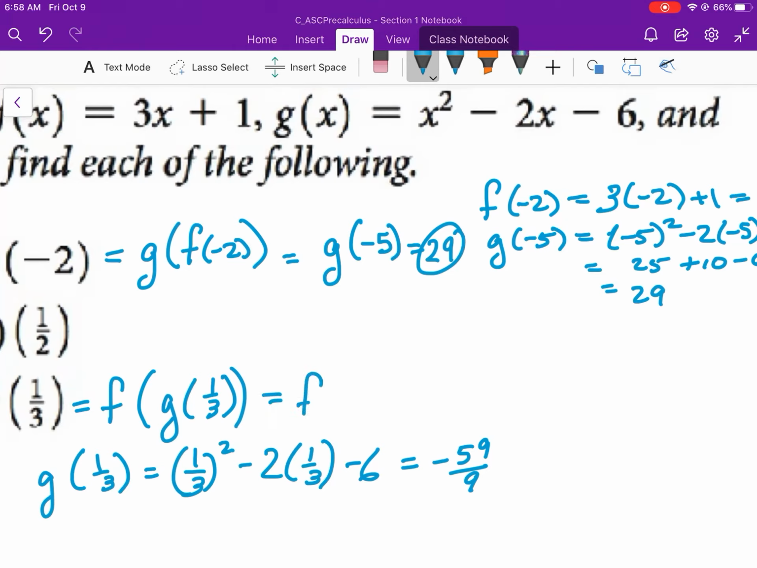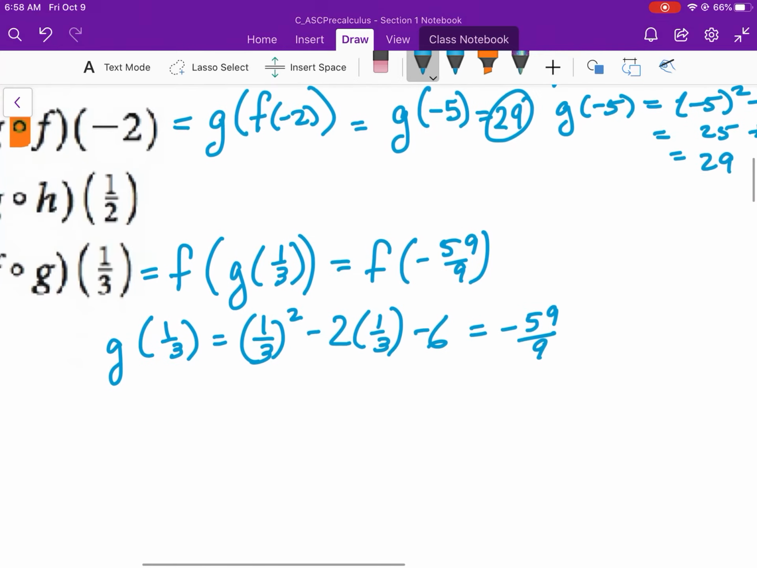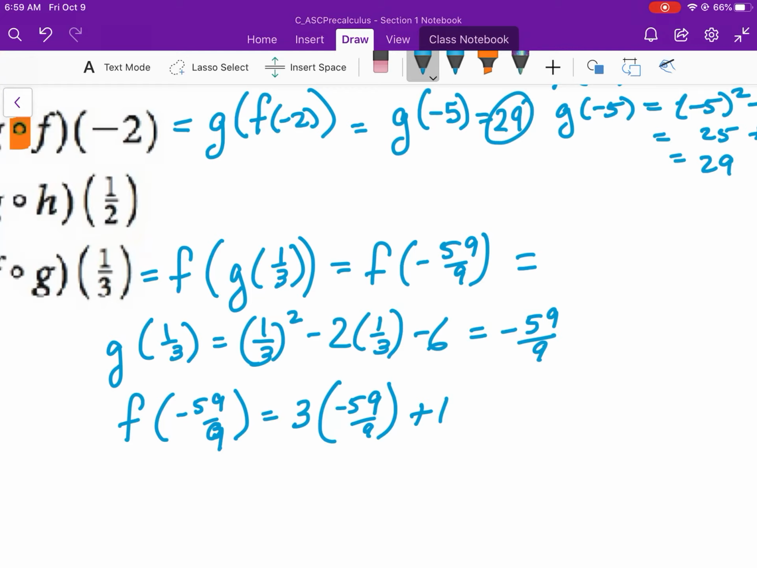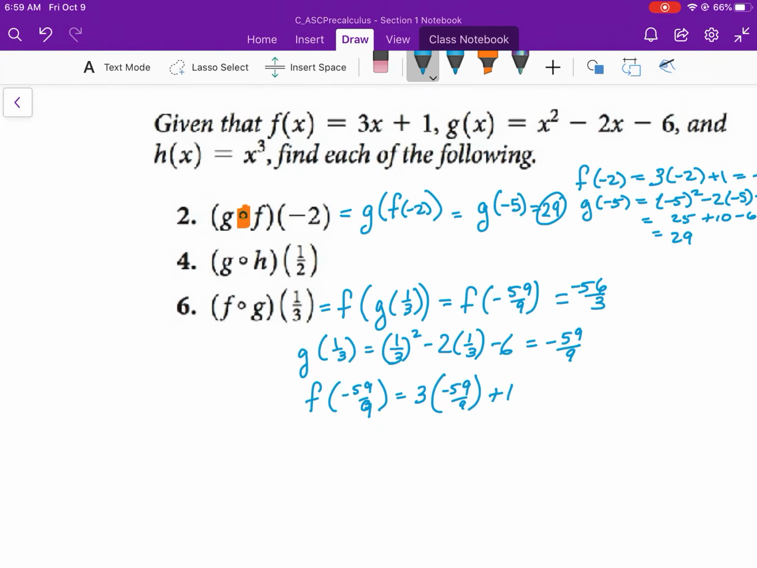So I'm going to now do f of negative 59 over 9. I have a calculator, so I don't really care. f says 3 times that plus 1. So I'm going to multiply that times 3 and add 1 on my calculator. Again, it's a repeating decimal, so I use fractions, and my calculator gives me an answer of negative 56 over 3. Okay? So that's what you're going to want to do there.